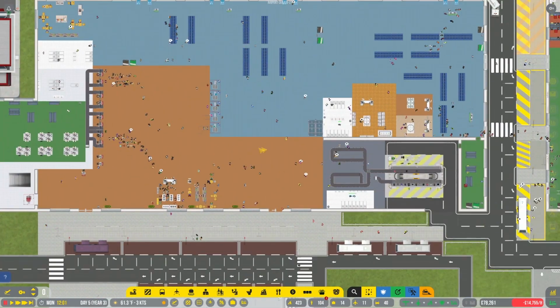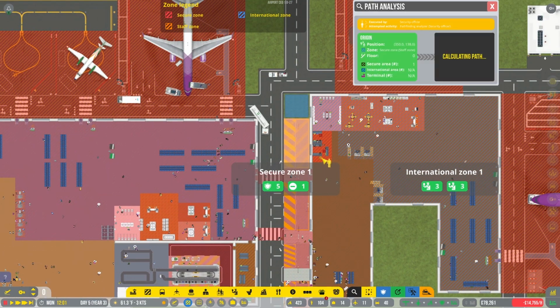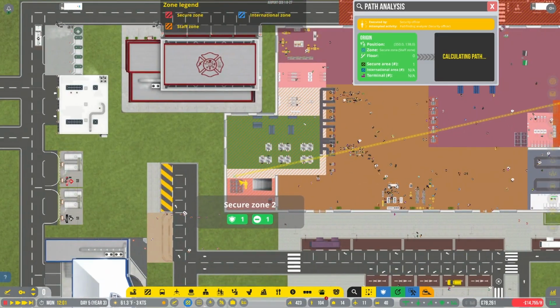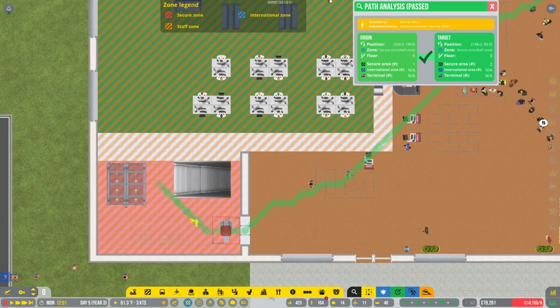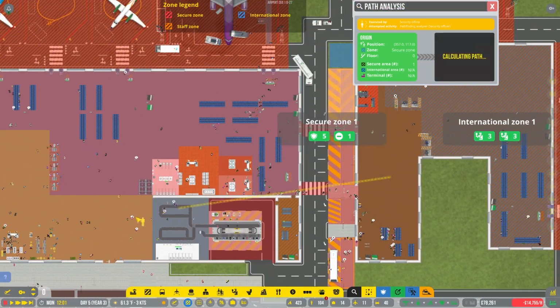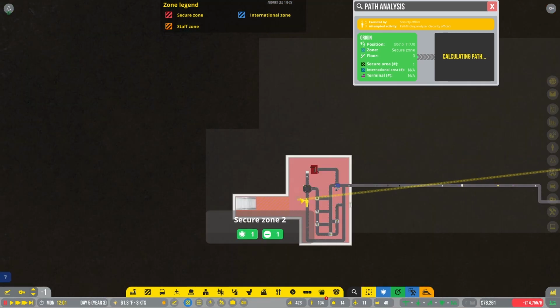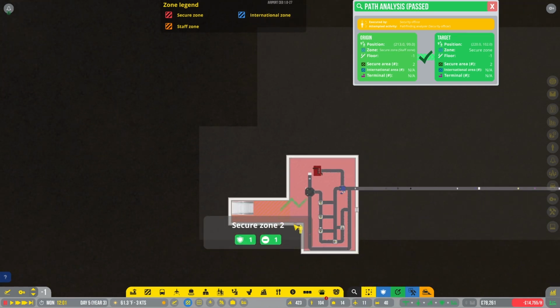Can they actually get there? Okay, so let's do that pathway test thing again. So path for security officers, say from our staff room over there into this secure zone here. They can do it. They can go through the security entrance. So presumably then, if we say from there, anywhere really, I suppose, can they get down here? No. What do you mean no? Okay, so they can get down there.